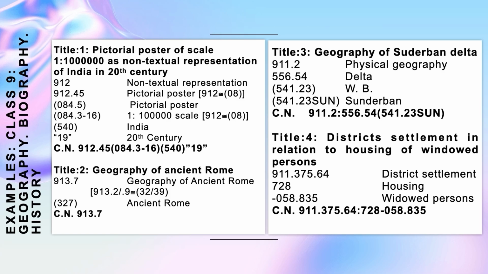Then title 4, District Settlement in relation to housing of widowed person. So 911.375.64 district settlement, 7 to 8 housing, and widowed person taken from the person table, that is person common auxiliary -058.835. So class number will be 911.375.64 7 to 8 -058.835.